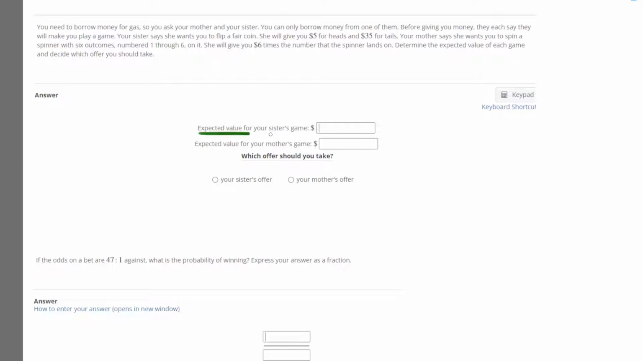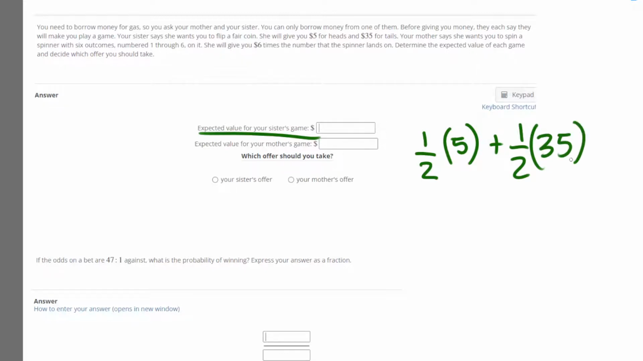Now, there are 2 different expected value parts that we want. We don't need to combine them all in one. Let's handle our sister's game first. So there is a 1 out of 2 chance that you flip heads, right? And that value is $5. And there is a 1/2 chance that you flip tails, which will give you $35.